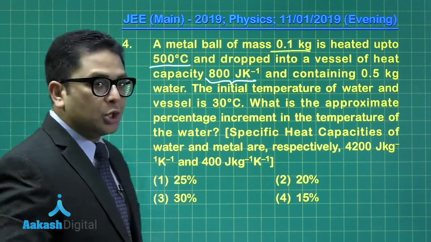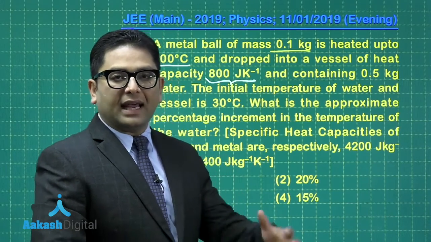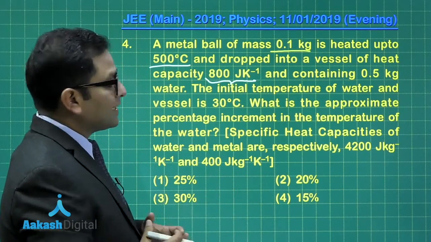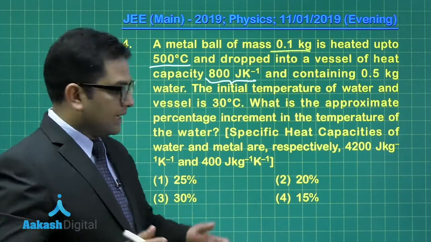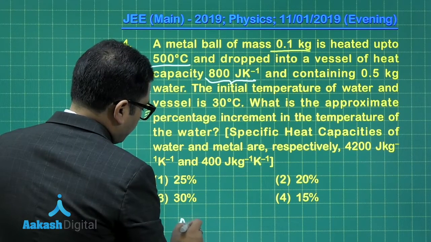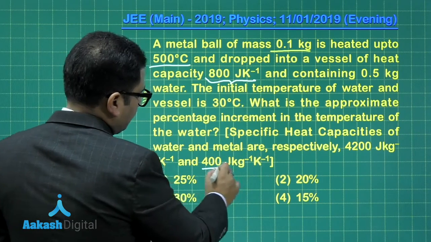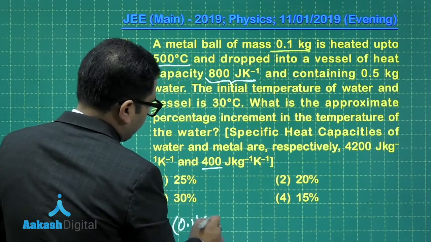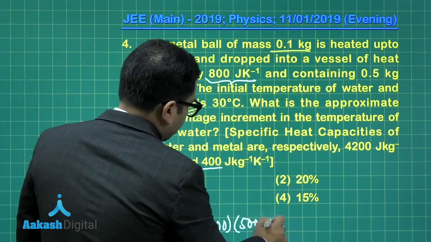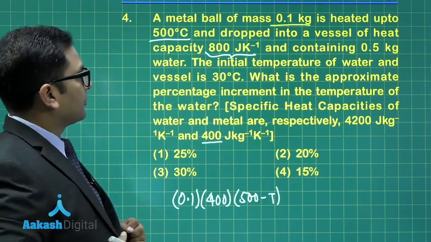So essentially we are going to use the principle of calorimetry, which says heat lost by one is heat gained by the other. And the losing party this time is the metal ball. All right, so let's assume that the final temperature of the mixture is going to be T. And here I get mass is this much. 0.1 is the mass. Specific heat capacity of the metal has been given as 400. So into 400. And the fall in temperature, that is 500 minus T.